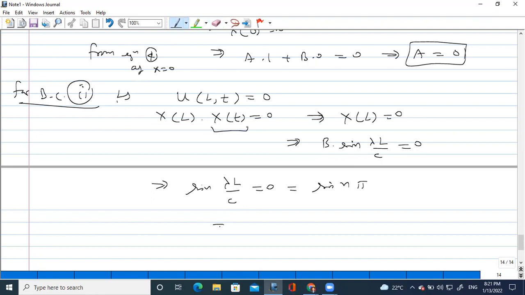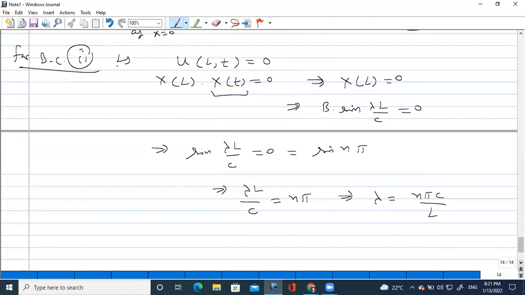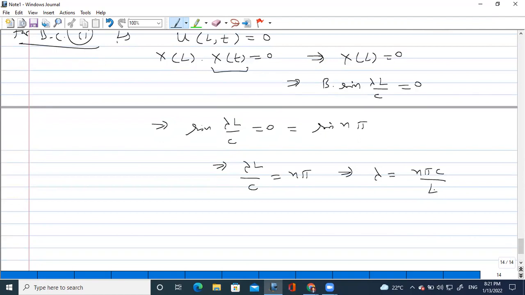So by comparing on both sides, lambda L by C will be n pi. So it means lambda will be n pi C by L. So that replacement also we can do. So by these boundary conditions, only this much we can find out.